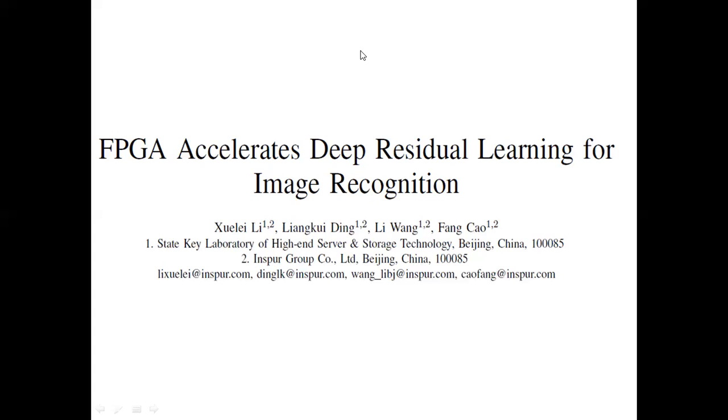I promise I will explain my reasoning, but to understand why FPGA is not suitable for residual neural network, we have to first understand what residual neural network is. And to understand what residual neural network is, we need to have some idea about what neural network is itself.